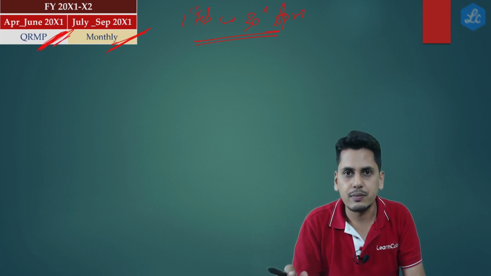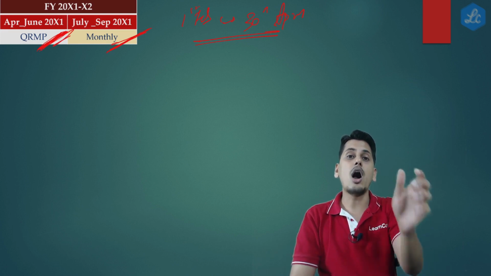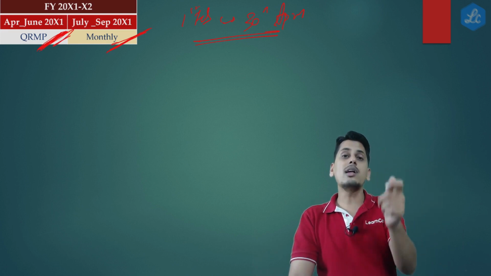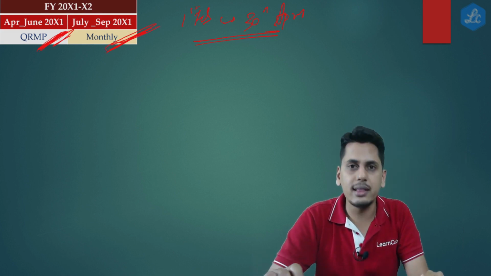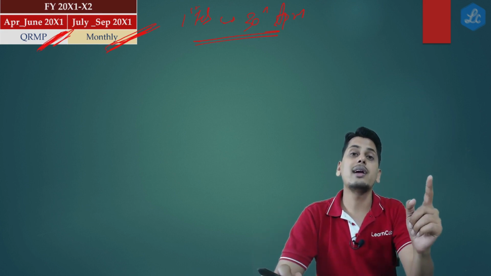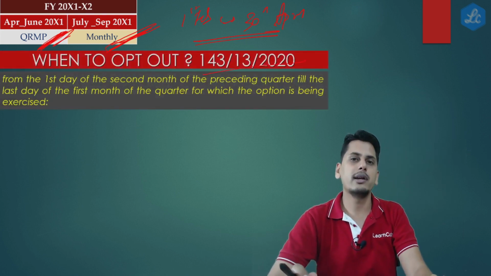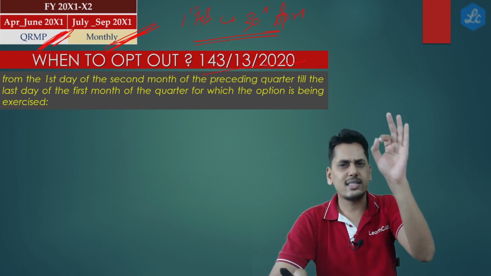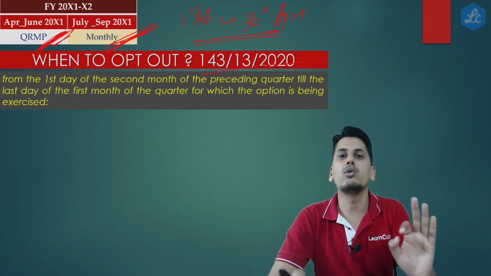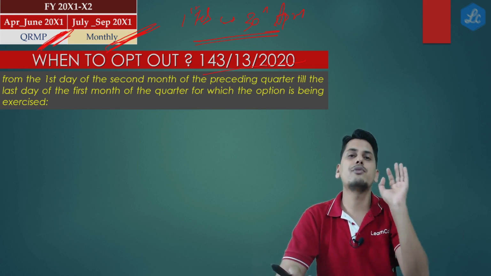I repeat, for opting in, we have already seen the slabs. What is the window within which I have to opt outside QRMP scheme? Because only if you opt outside QRMP scheme, you will be able to file your returns on a monthly basis. So what is the slot which is available for opting outside QRMP scheme? Friends, there is a circular 143/13/2020 which states that the same window is available for opt out as well. The window which is available for opt in, the very same window is available for opt out as well.